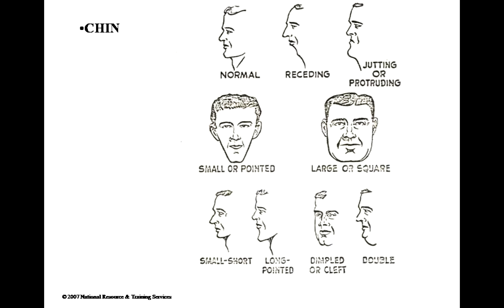There are many ways to describe a person's chin. Normal in appearance, receding, jutting or protruding, small or pointed, large or square, small, long pointy chin, a cleft chin, or double chin.